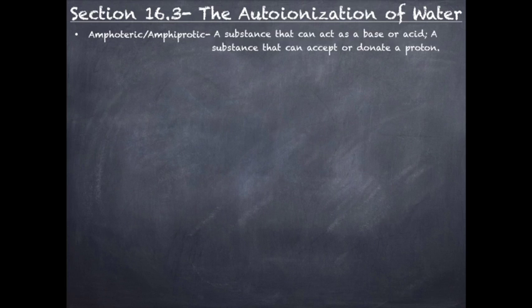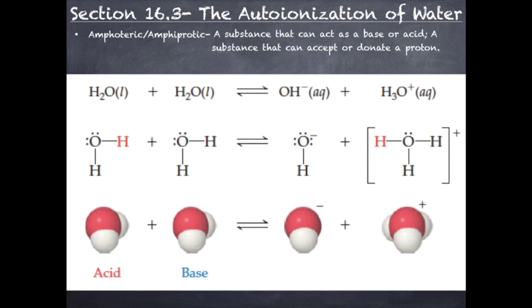Well, amphoteric means that a substance can act either as a base or an acid. And amphiprotic means that a substance can accept or donate a proton. Water can act as either a base or an acid, and it does so by either accepting or donating a proton. Well, what does that look like? Water, as we saw in previous reactions, can either act as an acid or a base, or if it's reacting with itself, one water molecule can act as a base and the other one can act as an acid. And this reaction is called autoionization because you're producing ions, but water is doing it to itself.